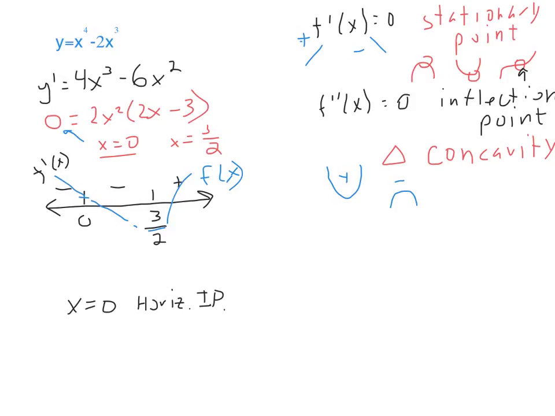Okay? Now, at 3/2, when x equals 3/2, that's negative before and positive after, which means I have a relative minimum.